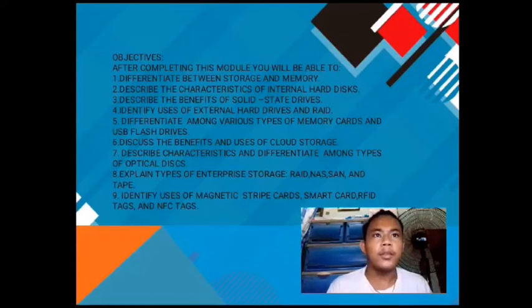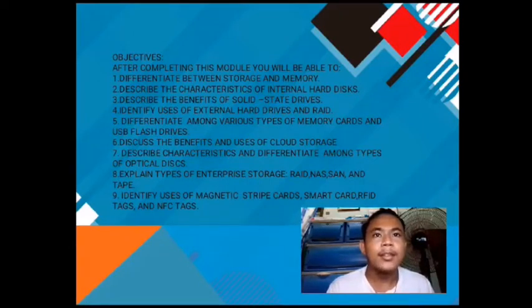After completing this module, we will be able to: number 1, differentiate between storage and memory. Number 2, describe the characteristics of internal hard disk. Number 3, describe the benefits of solid-state drives. Number 4, uses of external hard drives and RAID. Number 5, differentiate among various types of memory cards and USB flash drives.